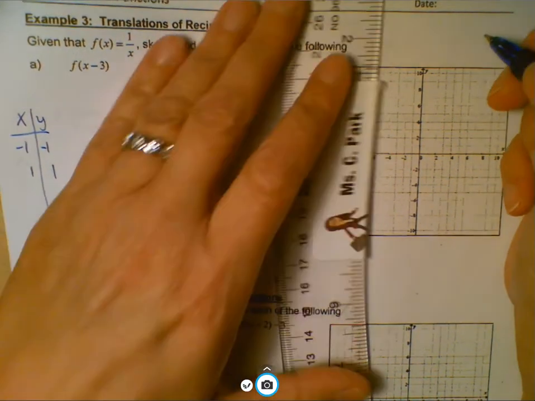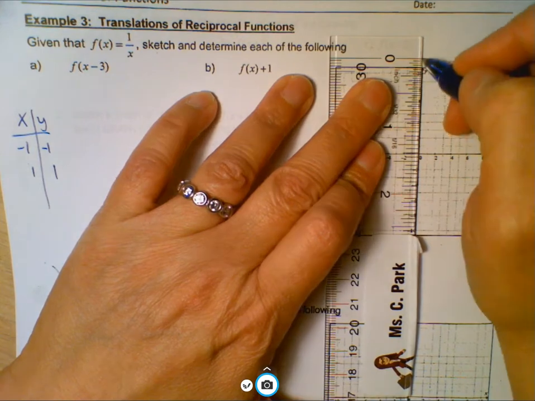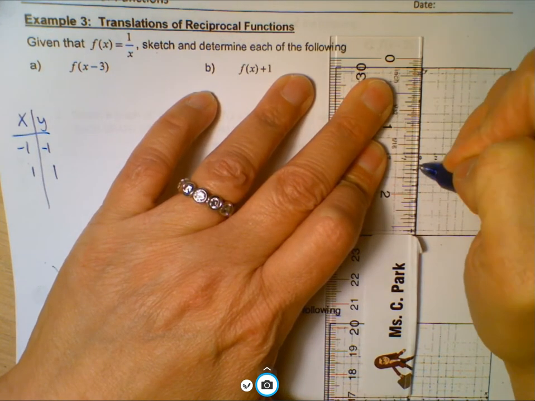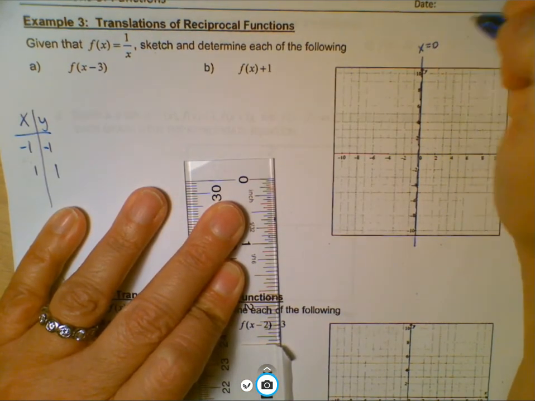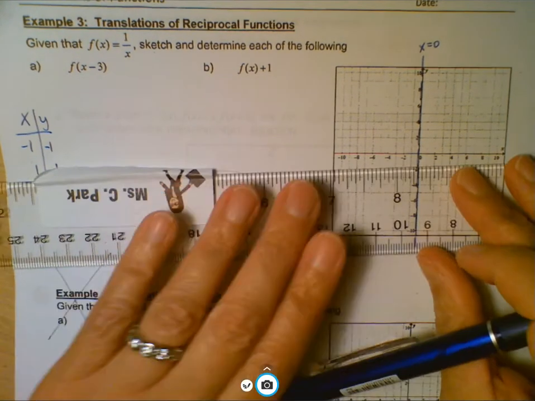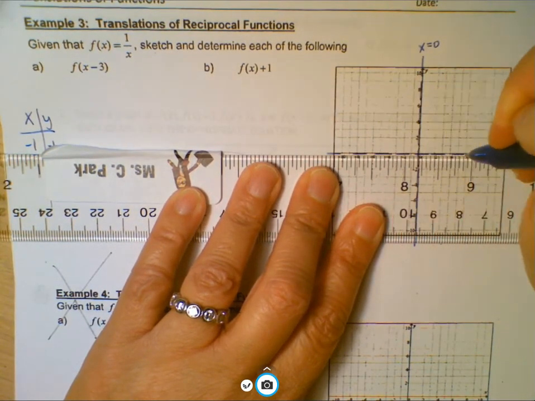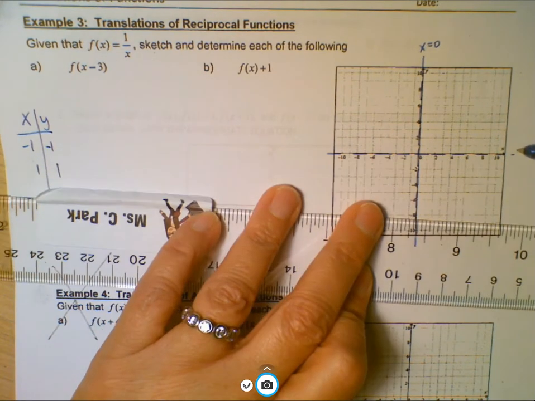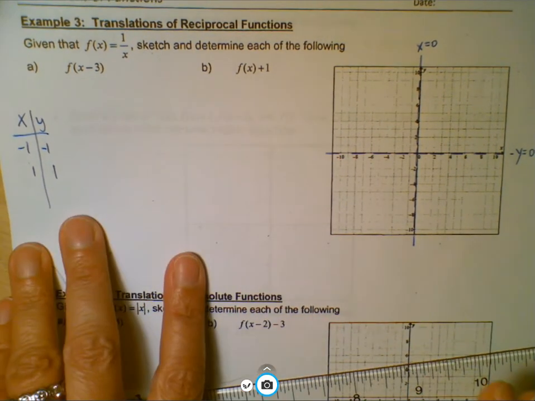So let's put the parent. The parent's going to have asymptotes at y = 0. So asymptotes are always drawn with a dashed line like this. So this is, sorry, x = 0. And I'll draw another one like that. So this is a dashed line. And your graph of reciprocal is not complete unless it also has asymptotes.